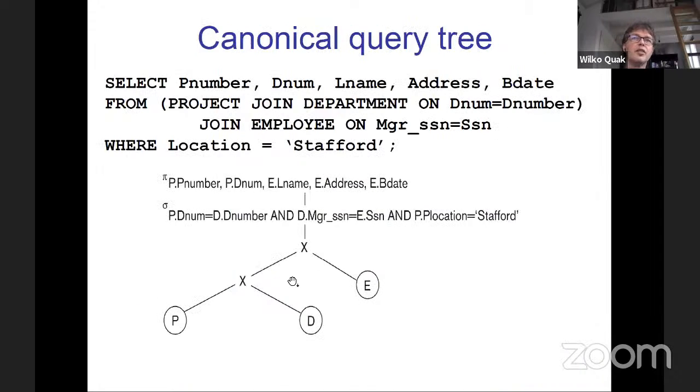And then there is one thing. Usually, if you make a tree like that, you can swap stuff, and you make sure that all the joins are at the bottom, and the projections and the selections are at the top. And that's called a canonical query tree.